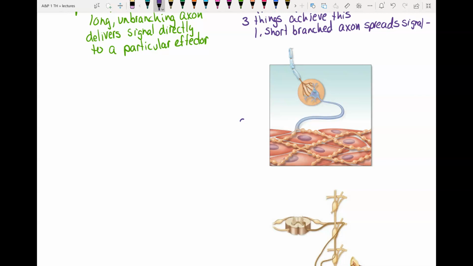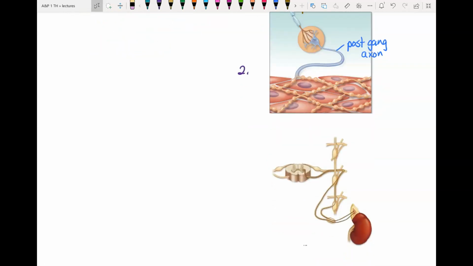The second feature is this picture. So if we get some context for our picture, here's the preganglionic axon. Here's our postganglionic axon. Notice what happens when we get to the effector. This is our effector. This doesn't look like the typical synaptic knobs that we're used to seeing. Instead, you have what's called varicosities.